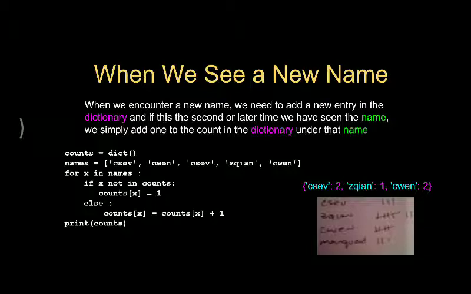counts equal to dict, names equal to, so we'll write the names separately with the help of a list. For x in names, if x not in counts, counts of x equal to 1, else counts of x equal to counts of x plus 1. Then finally we can print counts here. So if you print that, it will count the total number of occurrences each pattern represents. How many times csev is there in the list names, how many times cwen is there in the list names, like that.